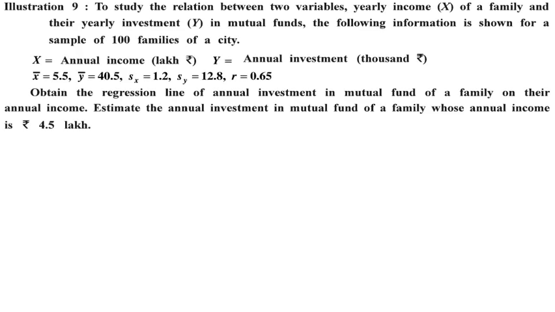Illustration 9. To study the relation between two variables, the yearly income of a family and their yearly investment in mutual funds is given. X is the annual income in lakh rupees, Y is the annual investment in 1000 rupees. X bar is 5.5, Y bar is 40.5, sx is 1.2, sy is 12.8, R is 0.65. Now in this question R is given. We have to estimate the annual investment when the annual income is 4.5 lakh rupees. Ignore the lakh rupees, take the value 4.5 at the last of our answer.